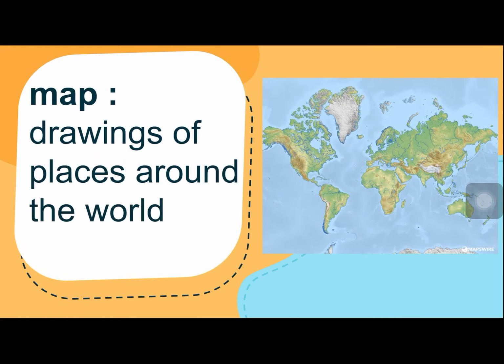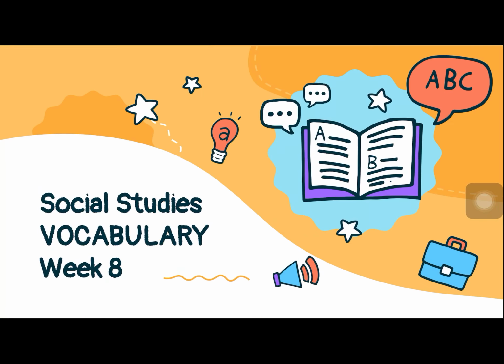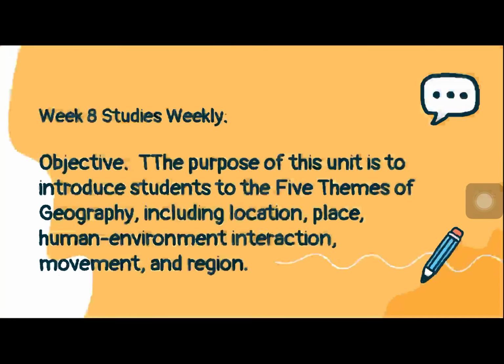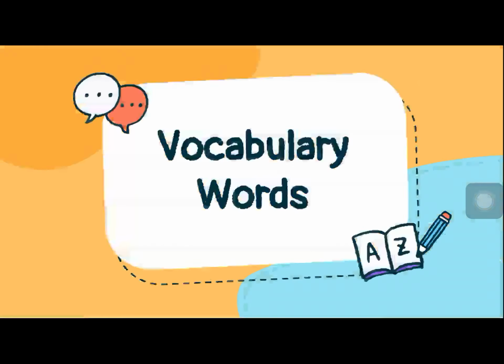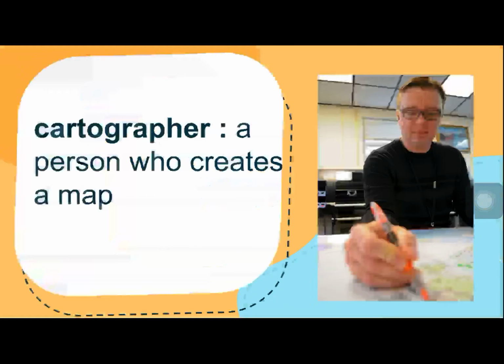We are going to be going through our week 8 for Social Studies. This week we are talking about geography. Our objective is to introduce students to the 5 themes of geography, including location, place, human-environment interaction, movement, and region.